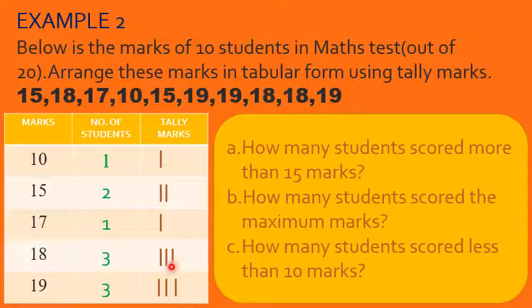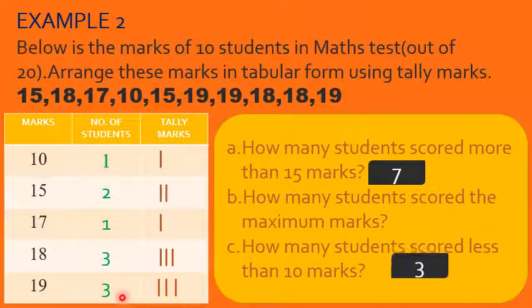How many students scored more than 15? More than 15 we have marks as 17, 18 and 19. So how many students have scored such marks? 1 plus 3 plus 3, that is 7. Yes. Next question. How many students scored the maximum marks? What is the maximum marks awarded? 19. And how many students have scored 19? 3. So the answer is 3.